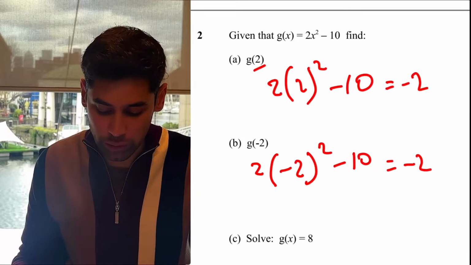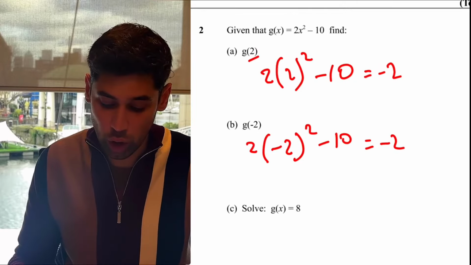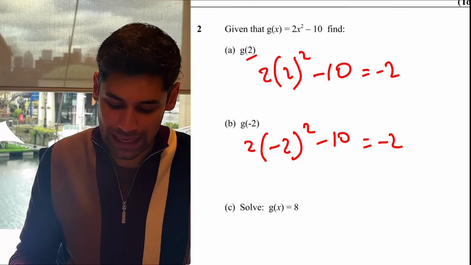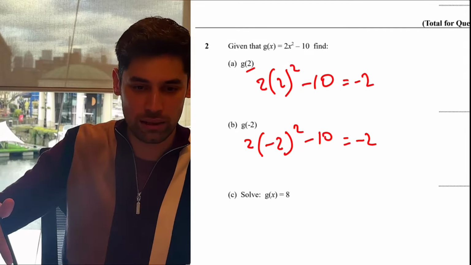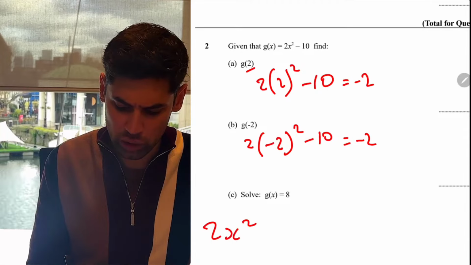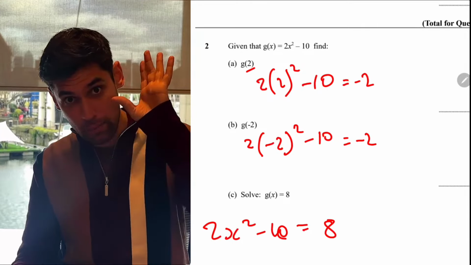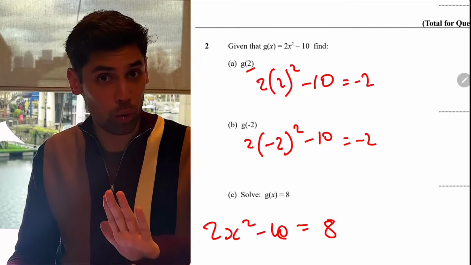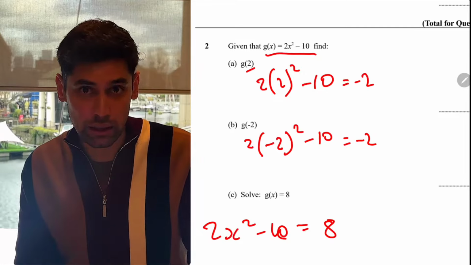This one's slightly different, but intuitive once again, in the sense that it says solve g of x equals 8. Well, they've told us at the top, g of x equals 2x squared minus 10. G of x now equals 8, which means 2x squared minus 10 equals 8. Now pay attention to that, because a lot of people lose some silly marks on what is a very, very simple question.